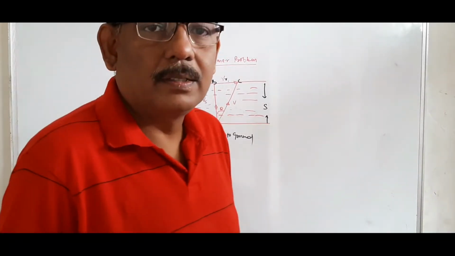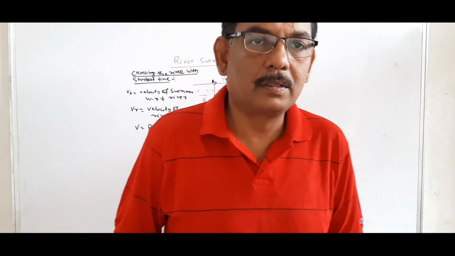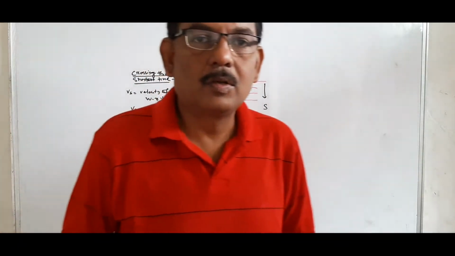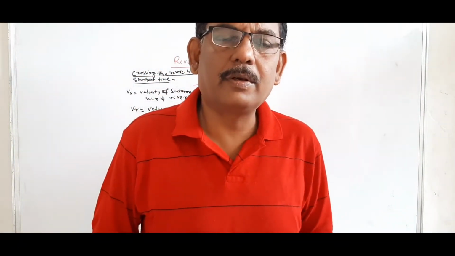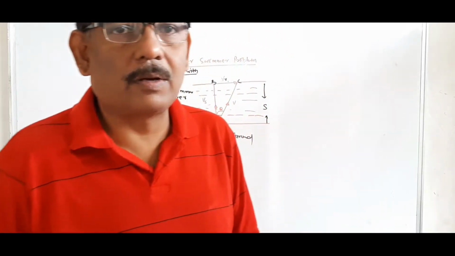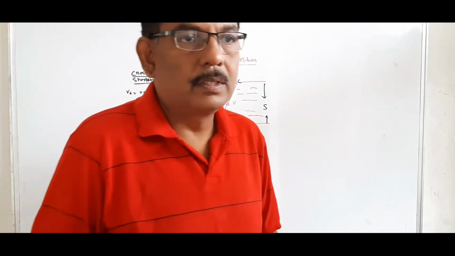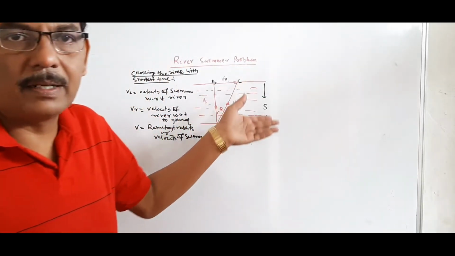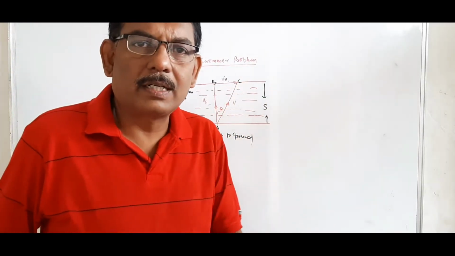Good morning, students. Today I am going to discuss the river swimmer problems. There are two cases here: one is the shortest time and the other is the shortest path. First we discuss the shortest time. The swimmer tends to cross the river from one bank to another bank by taking the shortest time.